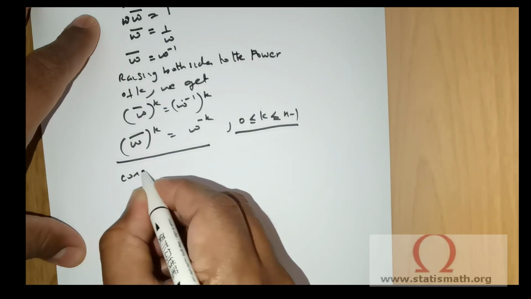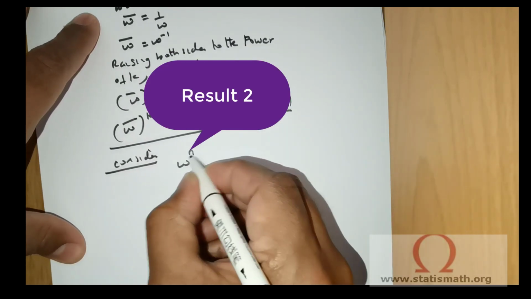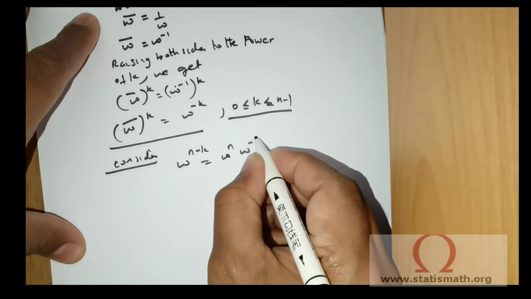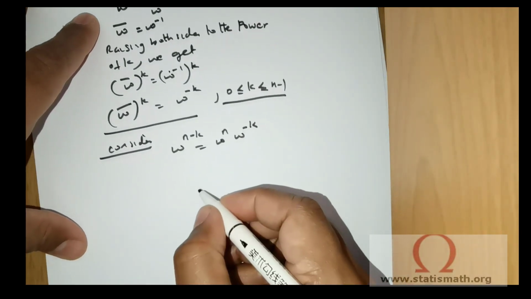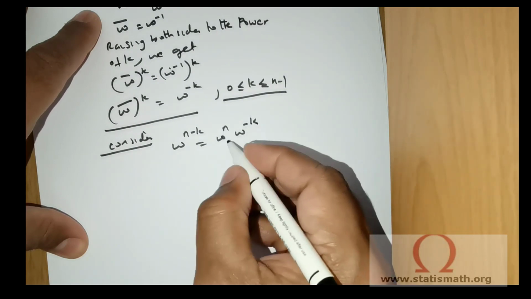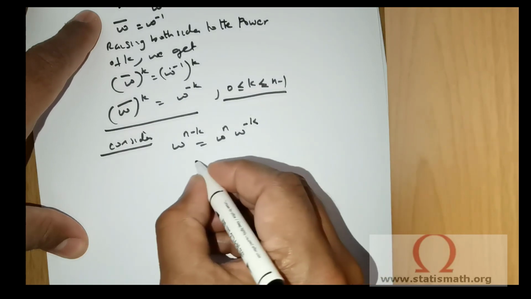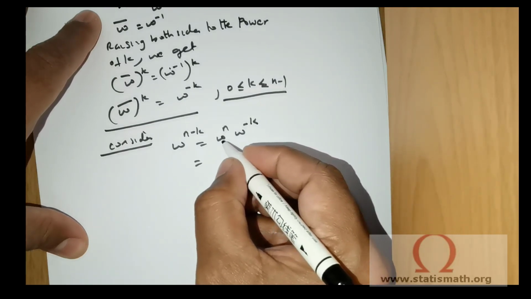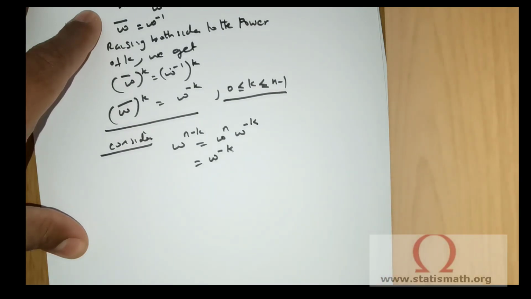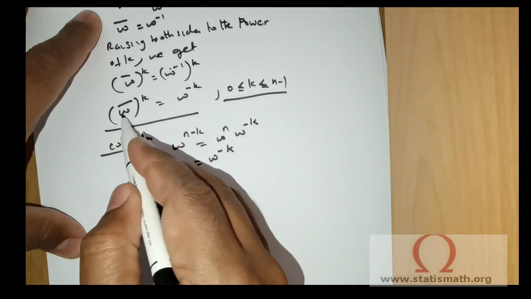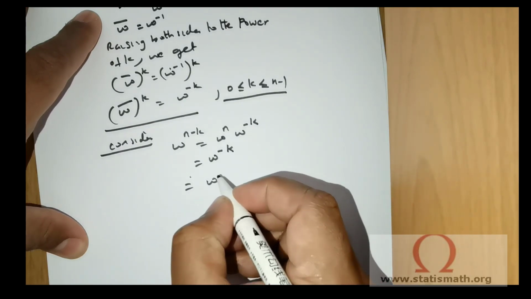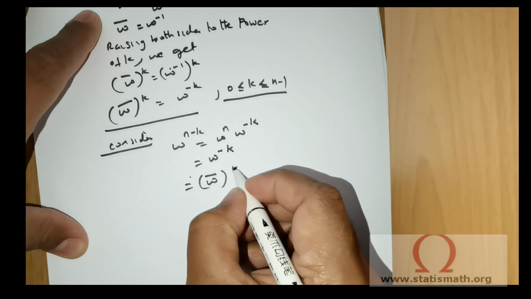Now let us consider the next result, omega raised to the power n minus k. I can rewrite this as omega raised to the power n times omega raised to the power negative k. Now this is omega raised to the power n, which means it's going to be giving me 1. So this is subsequently equal to omega raised to the power negative k. But omega raised to the power negative k is actually omega bar raised to the power k. So this is equal to omega bar raised to the power k.